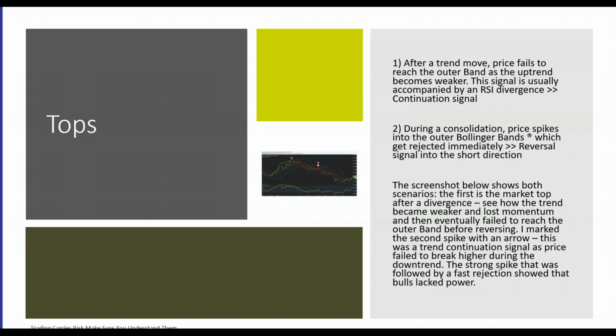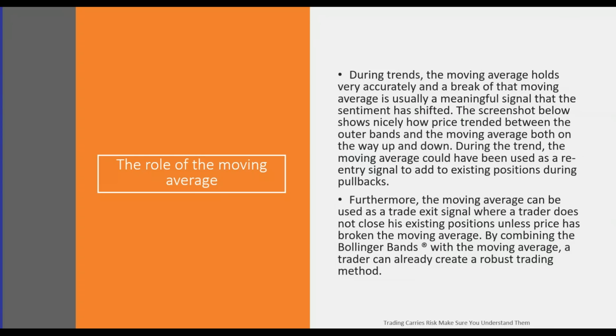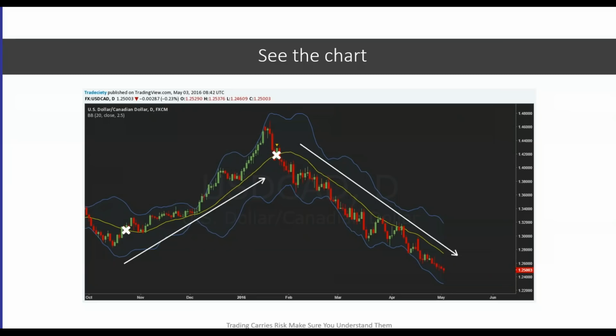Now, Bollinger Bands also gives us two different kinds of top formations, which are also the exact opposite in downtrends. But during trends, the moving average holds very accurately, and a break of that moving average is usually a meaningful signal that the sentiment has shifted. So when we see the break of the moving average, see, we're coming off of a downtrend. Now, price can bounce off of that, but when we see it bounce off it and break the moving average, it's telling us that the sentiment of the market has shifted.